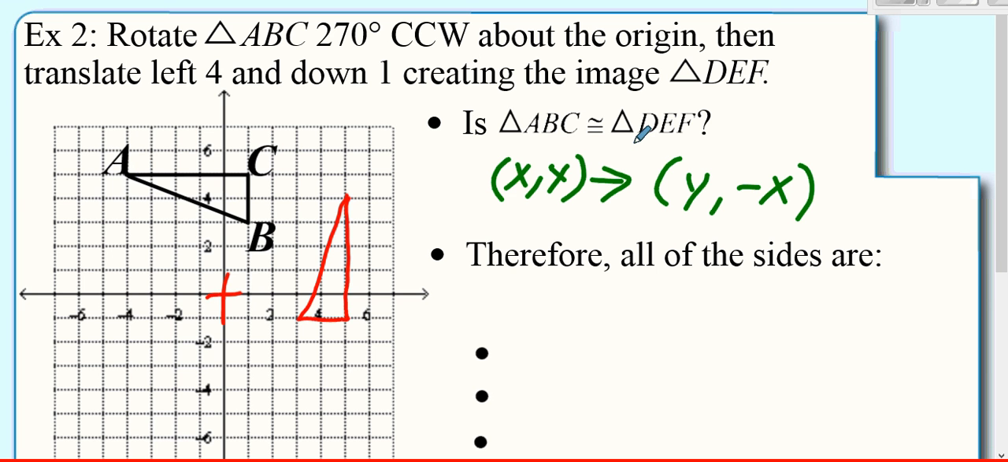So, it says we're going to label that DEF. That means the point that was A is now D. The point that was B is now E. And the point that was C is now F. It is very important that you match them up in the right order. Normally we would have said A goes to A prime, but it said to call it DEF. So don't call it A prime, B prime, C prime.